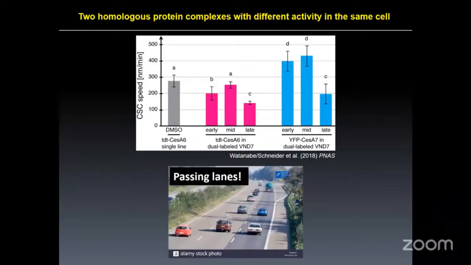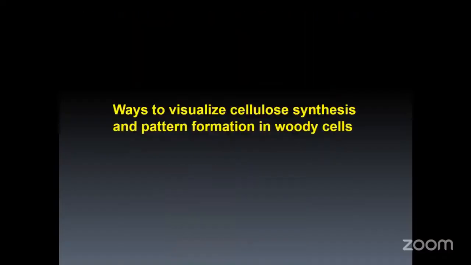So in a way, you can imagine this as passing lanes on a highway, right? Where you would have the primary wall complexes moving in the slow lane, and the faster secondary cell wall complexes moving in the fast lane. All right. So these are ways to visualize cellulose synthesis and pattern formation in woody cells in real time.